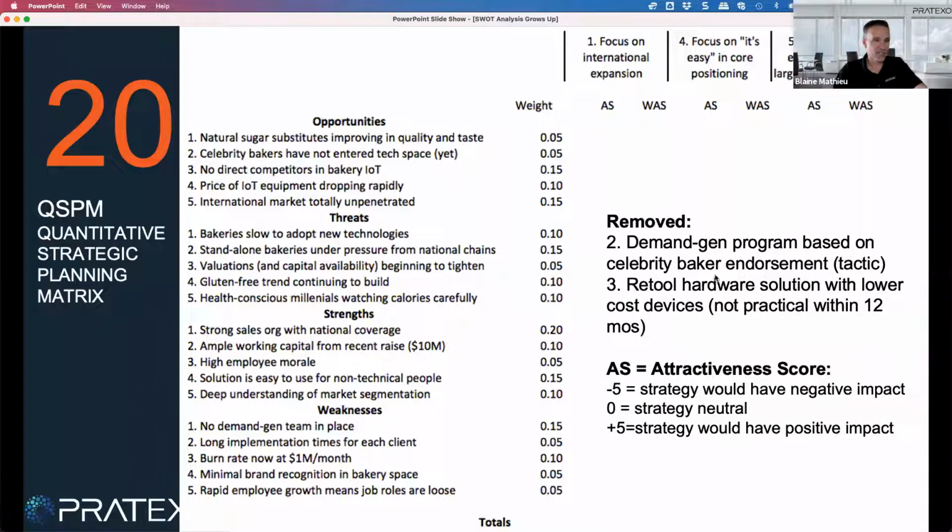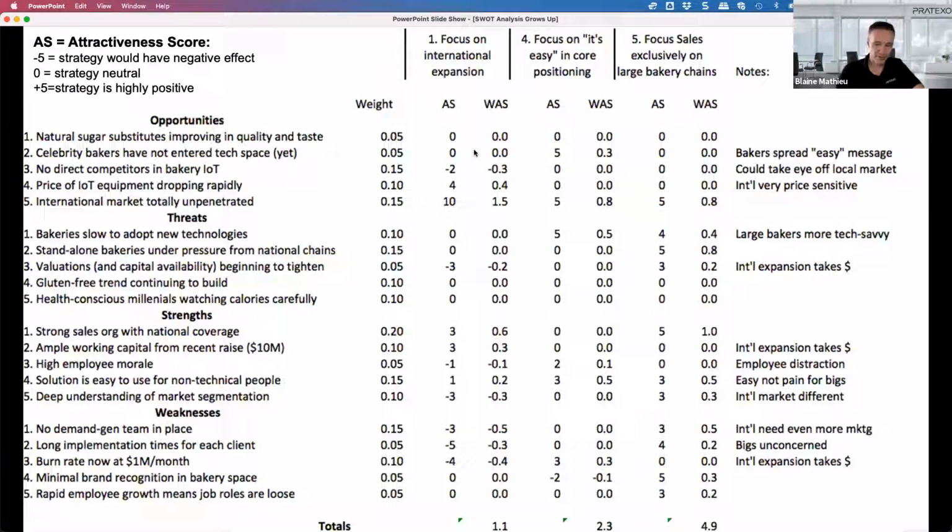Okay. The demand gen based on a baker, that's just a tactic. Well, yeah, our marketing guy might do that, but that's not a strategy, it's more of a tactic. And retooling hardware solutions with lower cost devices, that's a long-term play for us to retool the hardware component of our solution. So we just remove that right out. And now what we're left with is the weightings that we said earlier. We had those weightings, we already set them, the relative importance of these opportunities, threats, strengths, and weaknesses.